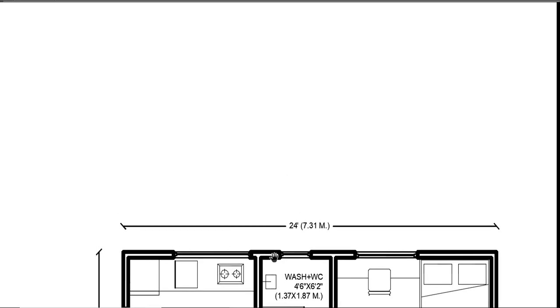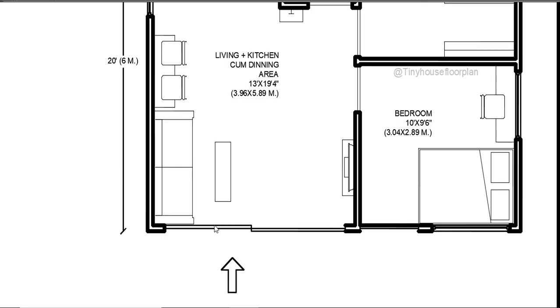There are 3 shipping containers of 20 feet. The total area I have taken is a width of 24 feet, in meters 7.31 meters, and a length of 20 feet, in meters 6 meters. In the front we have a sliding door here. After that we will go inside.